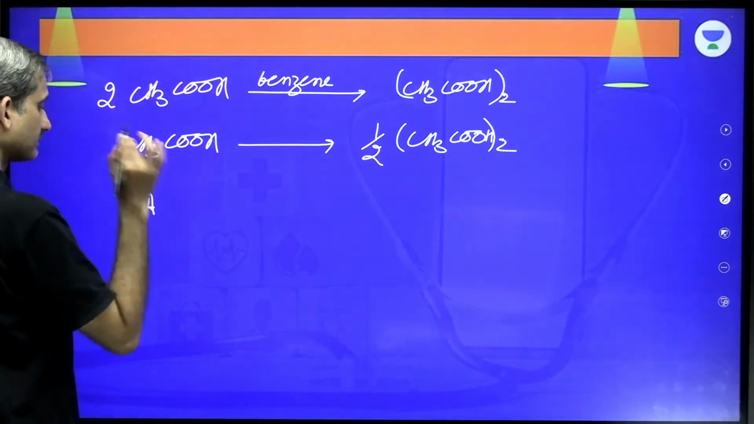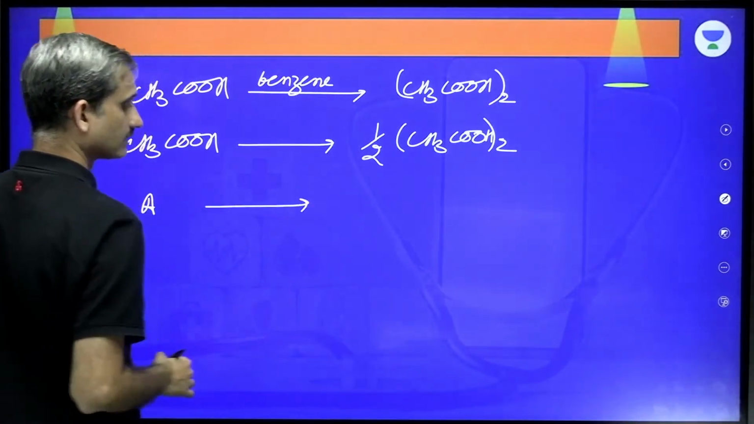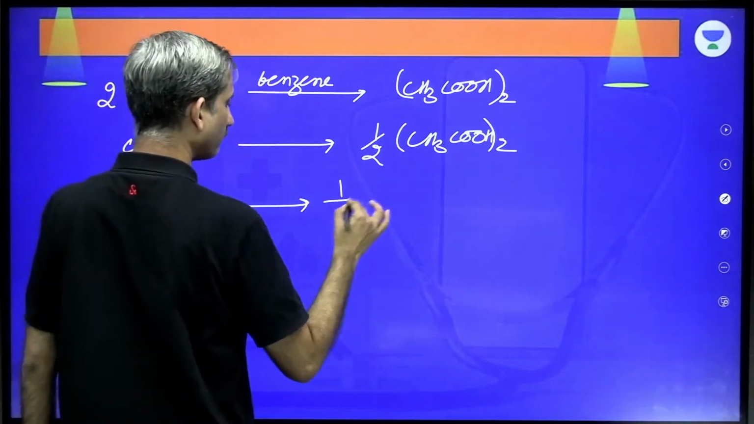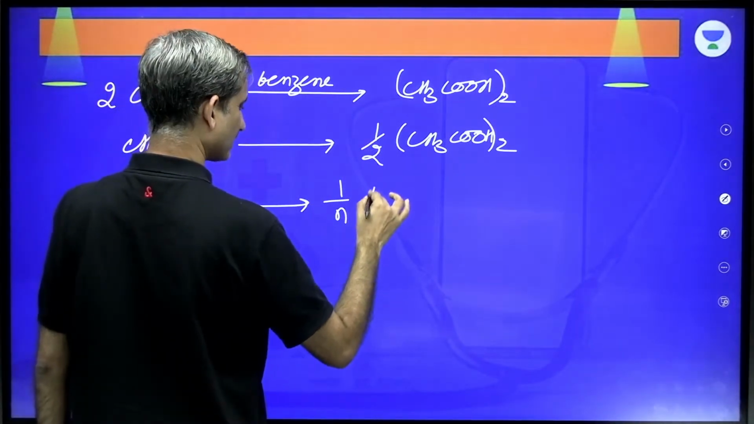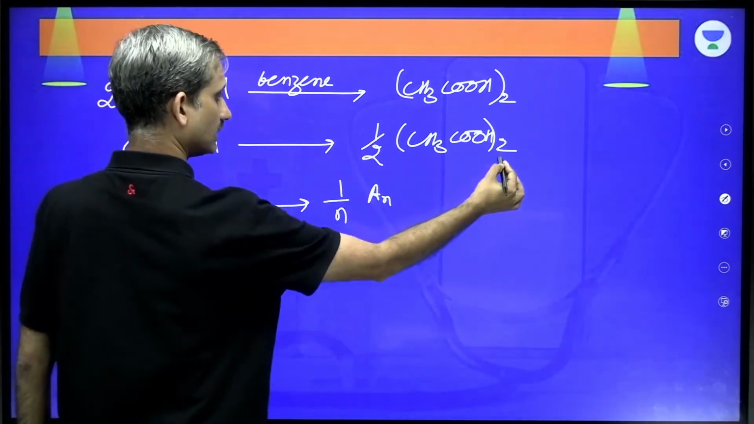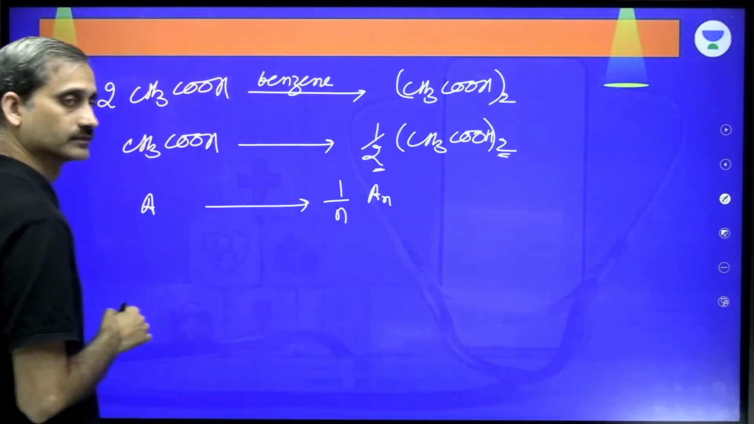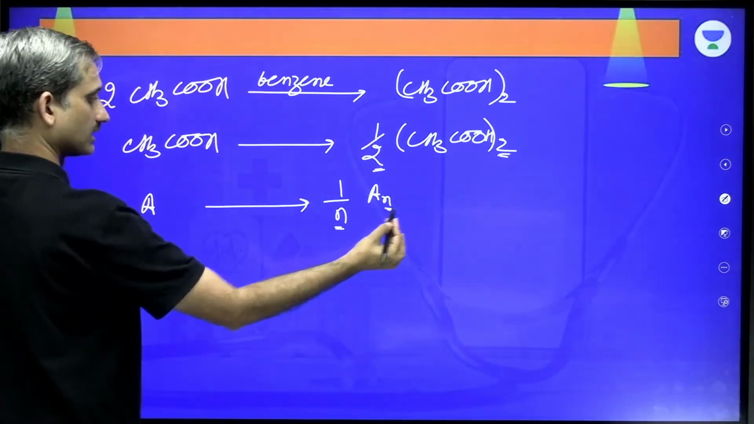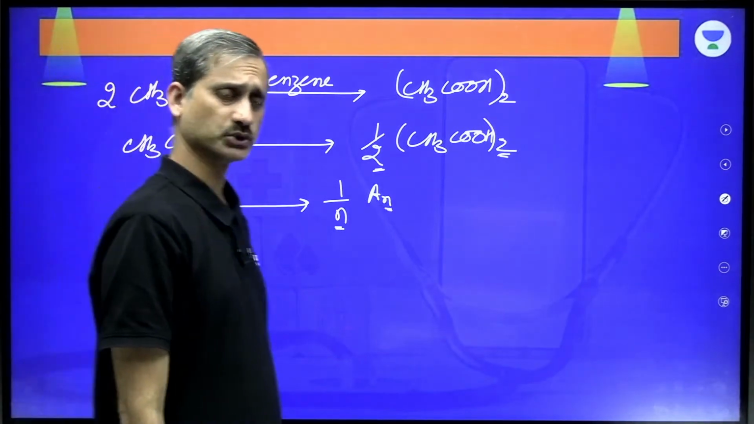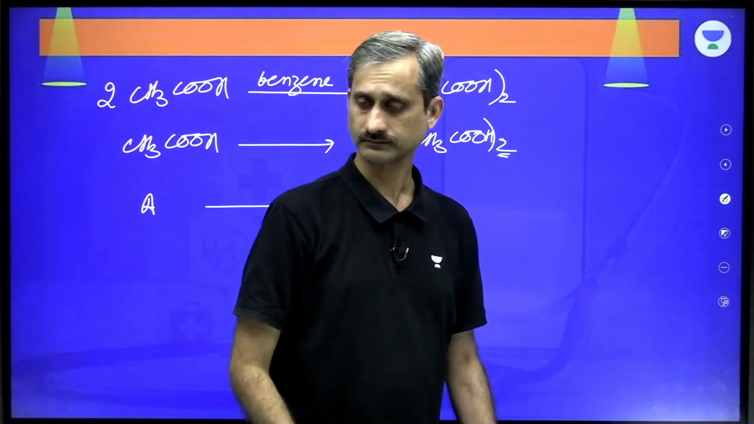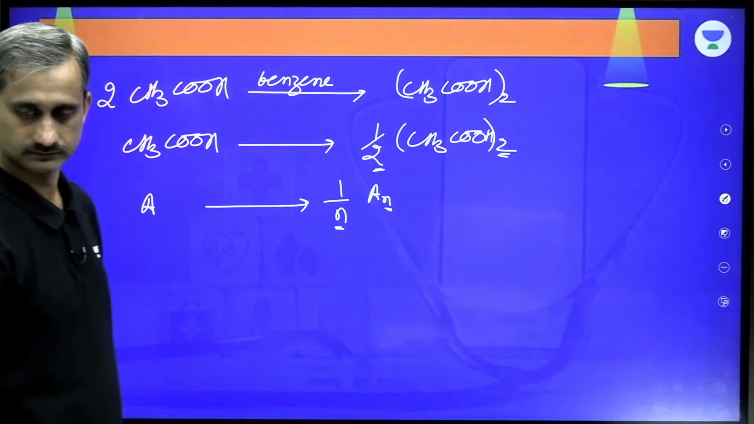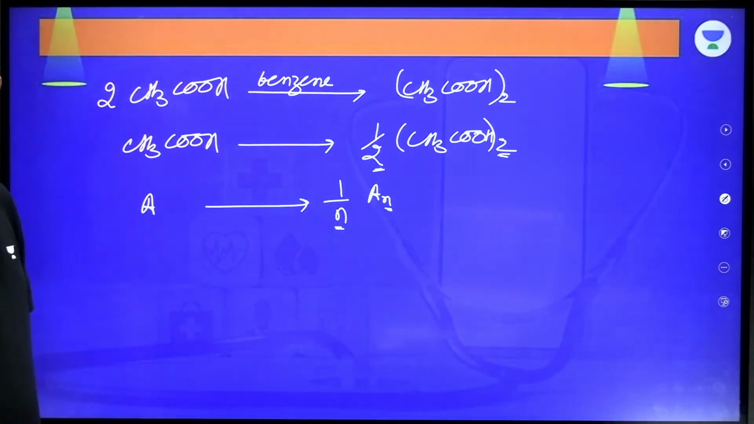In this case, it becomes A gets converted to 1/n, An. See, here is 2, here is 2. So, here is n, here is n. n is the number of particles which are joining together to form a single particle. Is that clear?